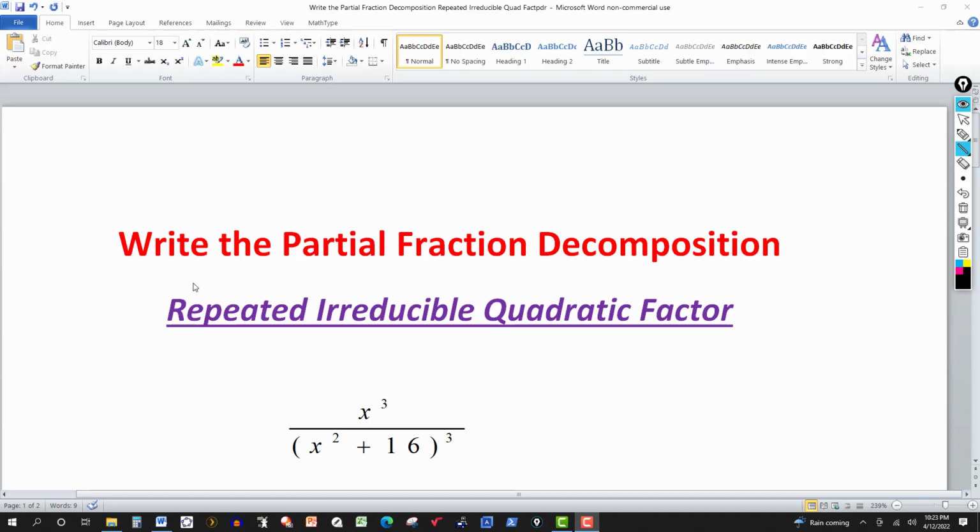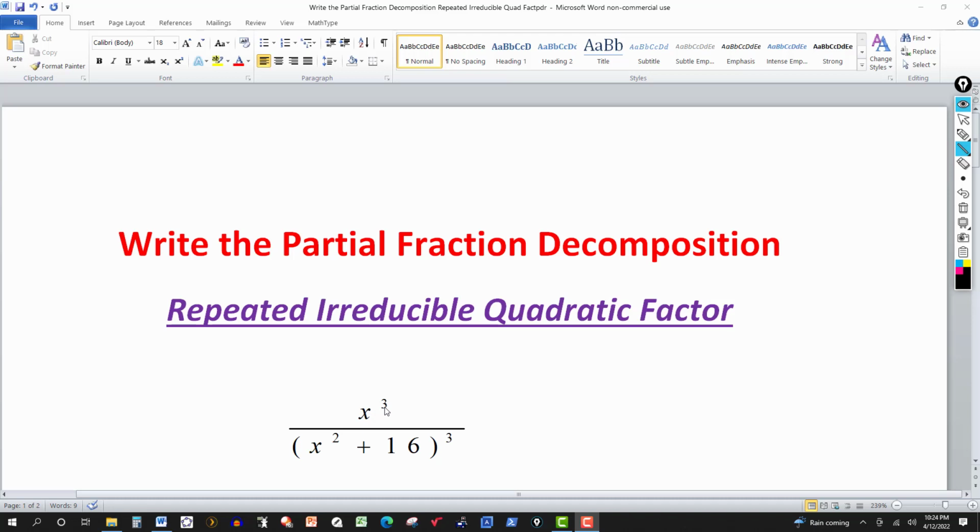In this video we have another problem involving partial fraction decomposition. The last time it dealt with a non-repeating irreducible quadratic factor. In this case we have a repeated one. So we have x to the third, and then we have the irreducible quadratic x squared plus 16. It's to the third power.